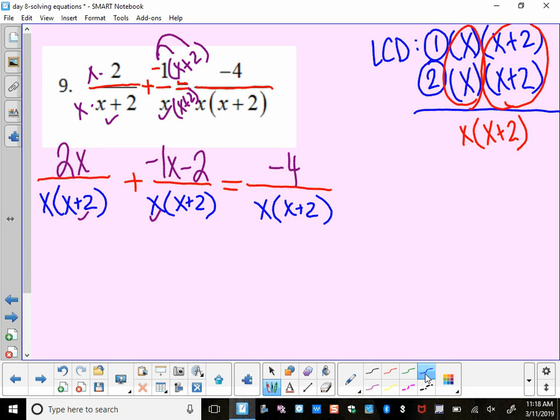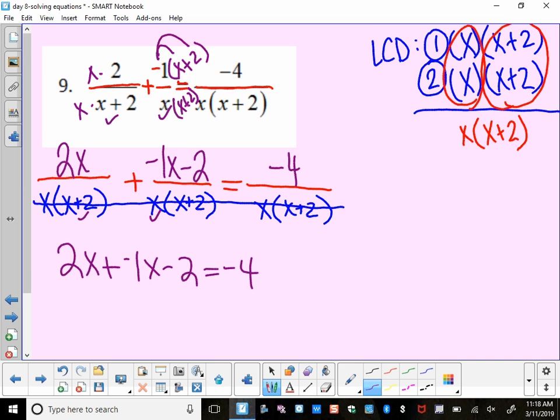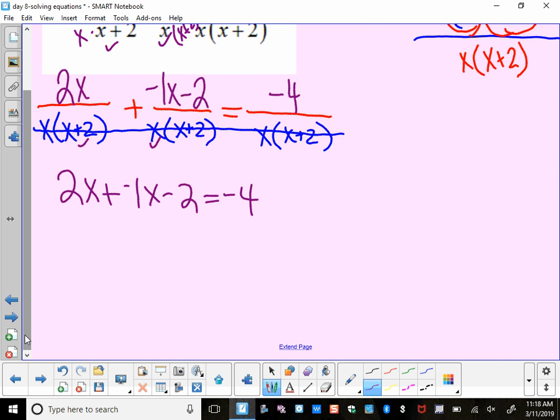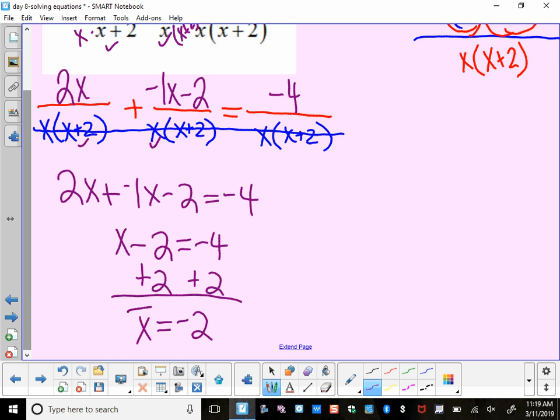Jericho, what happens to my denominator? Oh, well, bottom's gone. So I am left with 2x + -1x - 2 = -4. If you don't want to write the plus negative here, you don't have to. You can just make it a negative. Same thing. What's 2 minus 1? It's just 1. So we have 1x - 2 = -4. And then we're going to add 2. So x is equal to -2.